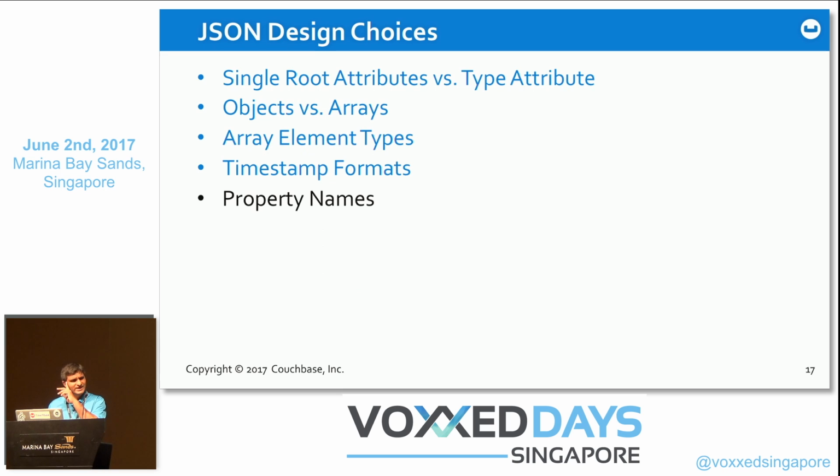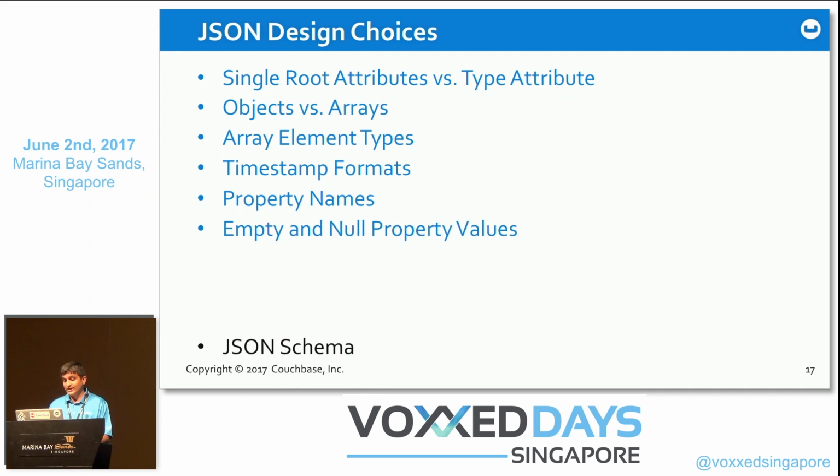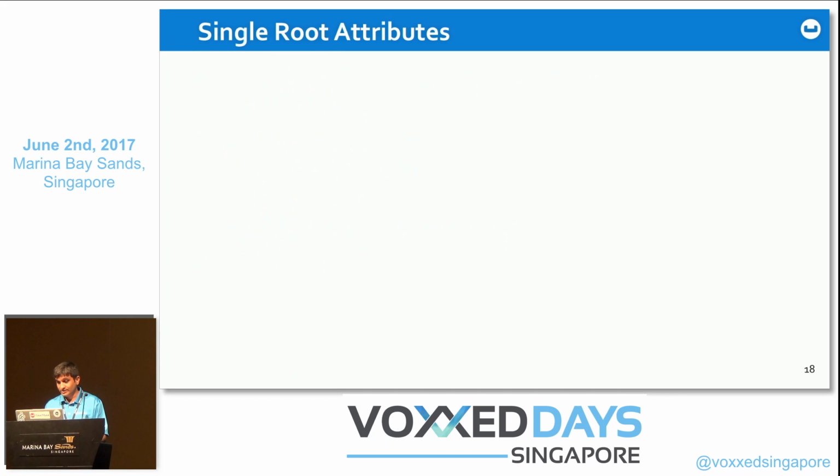Or various best practices, especially working with JSON and dates. Then property names, empty versus null versus missing attributes. We'll talk about that a bit, and we'll also talk about JSON schema. So these are the various design choices that we have when we are talking about JSON documents.